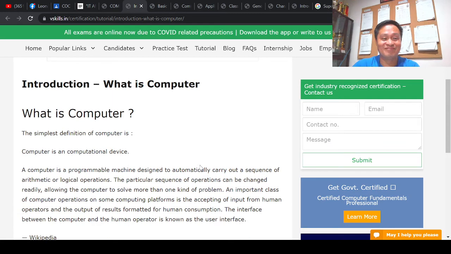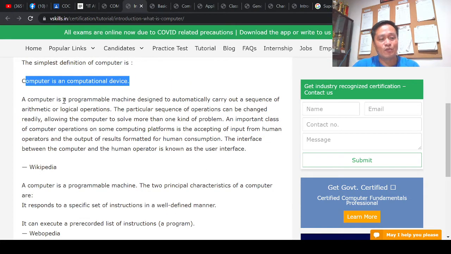By the way, computer, according to the author, is what? It is a computational device. A computer is a programmable machine designed to automatically carry out a sequence of arithmetic and logic operations. That's the definition of computer. With this particular device, it gives you the ability to do mathematical arithmetic computations automatically, right? It gives us this particular feature.